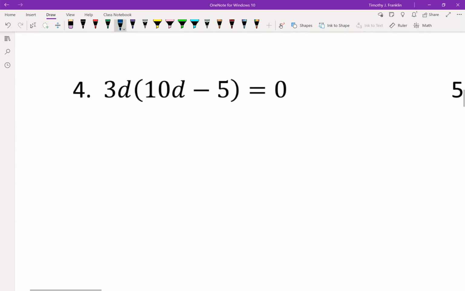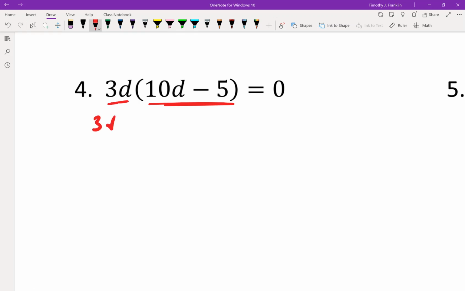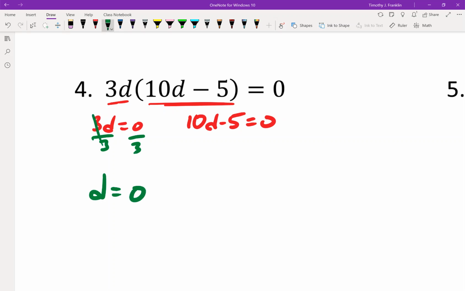Let's go over here to number 4. Here it looks like it was factored by a GCF. We've got a 3d and then a 10d minus 5. Probably could have taken out another 5, but that's okay. So 3d equals 0, and 10d minus 5 equals 0. This one is just going to be 0. Divide by 3, we get 0. For 10d minus 5, we need to add 5. So 10d equals 5.